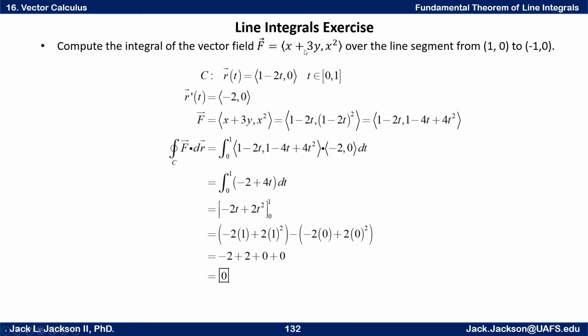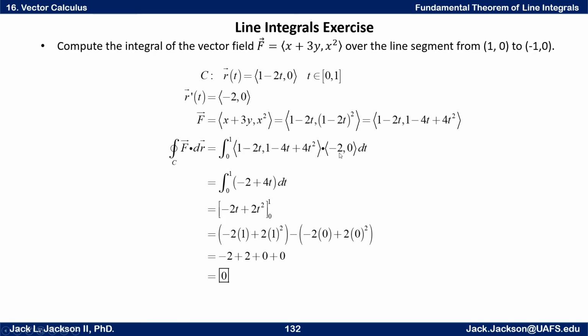Our vector field is x plus 3y comma x squared, so replace x's by 1 minus 2t and the y's by 0. When you trace the y by 0, that 3y term goes away, so the first term is just x, which is 1 minus 2t, and the second term is 1 minus 2t quantity squared. I went ahead and squared this out, although that was actually wasted effort, because whether it's squared out or not, in the dot product of f and r prime, since that second component of r prime is 0, you're going to get 0 times this whole second component, no matter what it is.